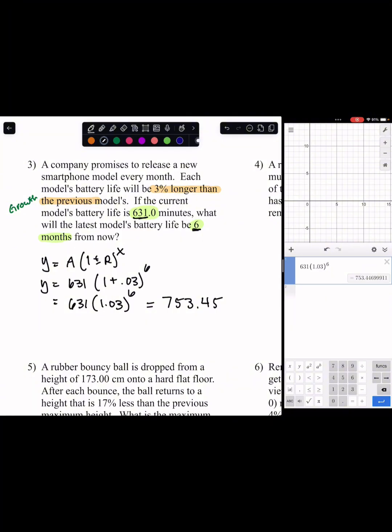when the new phone comes out, if it's 3% longer, the latest model's battery life is going to be 753 minutes versus the 631 minutes of the old phone. You know how the new iPhones and all that stuff do. All right, so let's keep going.